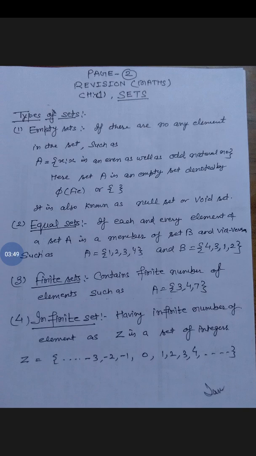Number 3, that is finite set. By the name of this finite set, it means it contains a finite number of elements. As you may see here, 3, 4, 7, only 3 elements in this set. Infinite set means it contains an infinite number of elements. Suppose a set of natural numbers or a set of integers. You may see here a set of integers. There are infinite integers. So you will write it -3, -2, -1, 0, 1, 2, 3, 4, and so on.